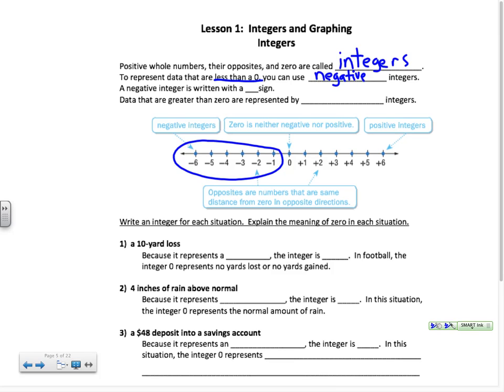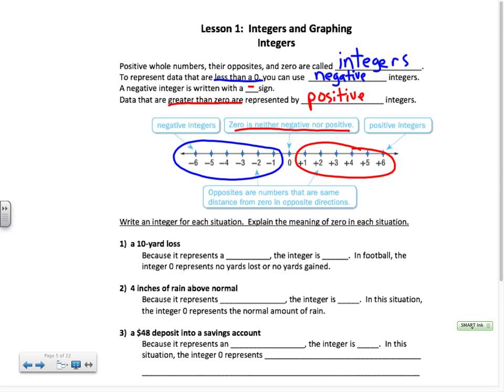A negative integer is written with what looks like a dash, but we call it a negative sign. Data that are greater than zero, and we'll see that here, are represented by positive integers. And notice in our definition, 0 is neither negative nor positive, but it is an integer. All right, so we have this nice graph for you guys to look at.